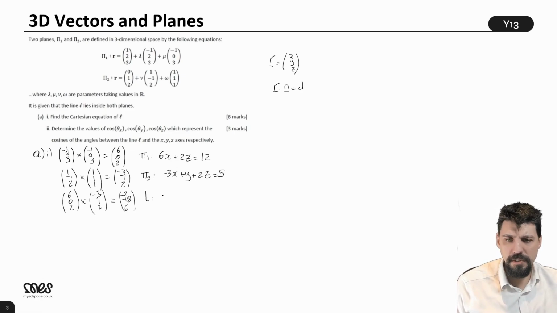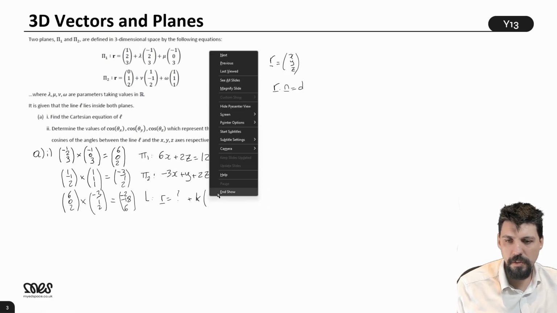So the line L is going to be a point on the line, we need to start somewhere, and we'll do that in a second, plus some constant times this direction vector. And in fact, I'm just going to scale it down, divide everything by minus 2. That looks like a 0 and a 1, best case scenario.